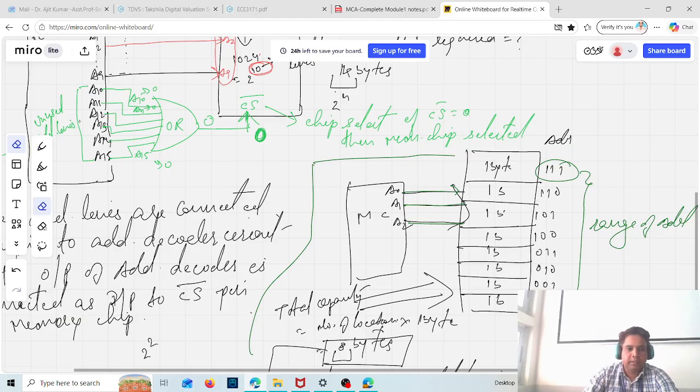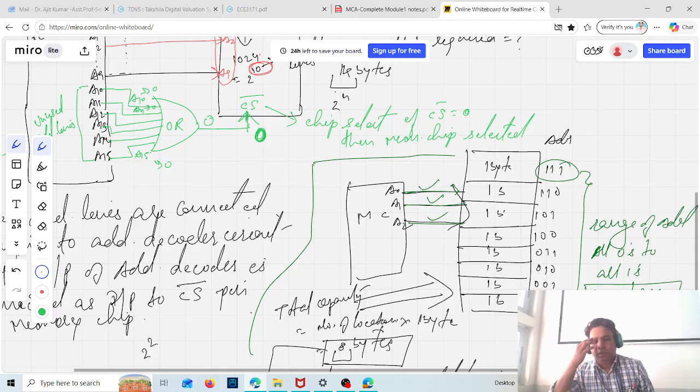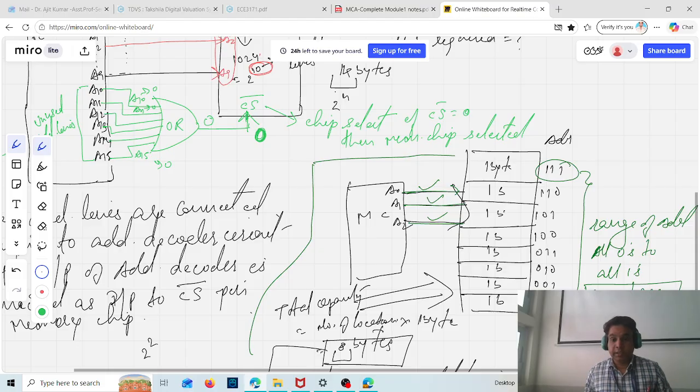What is to be noted here is, if you connect directly all the addresses, then the range of address is all zeros to all ones, that is 000 to 111. This is called range of address, minimum to the maximum address. Now, this is the case when all your address lines are connected directly from the microcontroller to the memory chip.